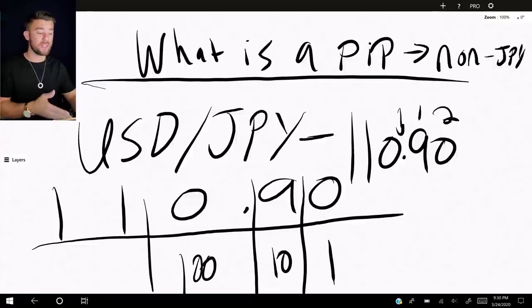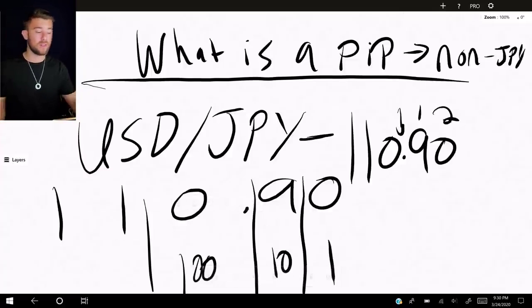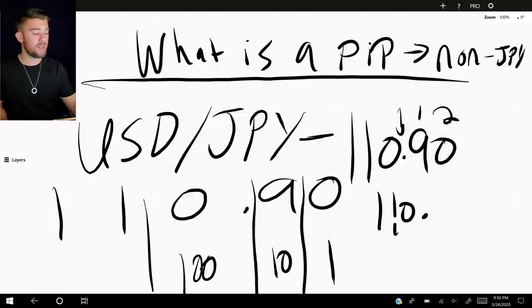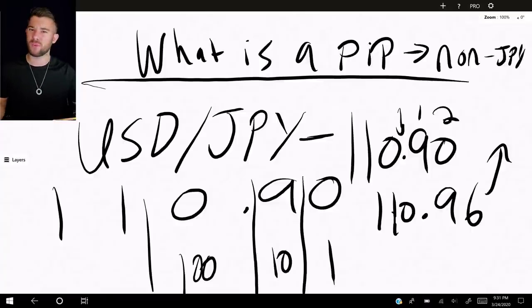Okay? So with this in place, let's go ahead and ask ourselves a very familiar question for this video, which is, if this market moved from 110.90 to 110.96, how many pips did it go up? If the market moved this amount, how many pips is that this market just rose? Well, if we look at the ones, it goes from 0 to 6. Therefore, this market would have risen by 6 pips.